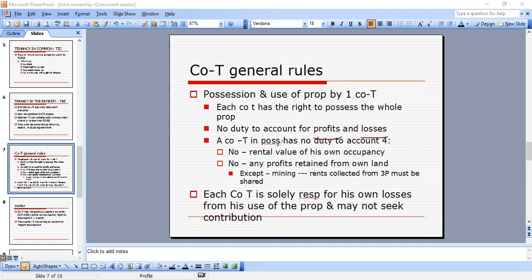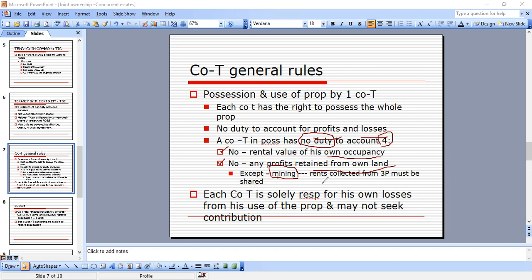So they don't have to account for profits or losses either. A co-tenant in possession has no duty. So let's say they're in possession of the estate. The tenant in possession has no duty to account for the following items. Okay, no duty to account for rental value of his own occupancy. Doesn't have to give a half share or anything. No duty to account for any profits retained from own land. Exception is like mining. If they're mining things from their land and selling them, then they would have to give a share to their co-tenant.